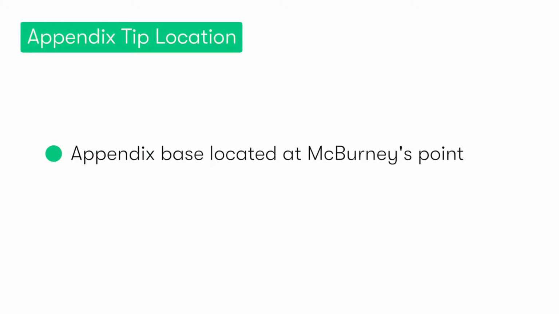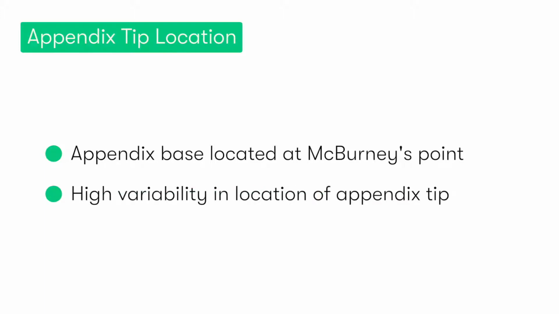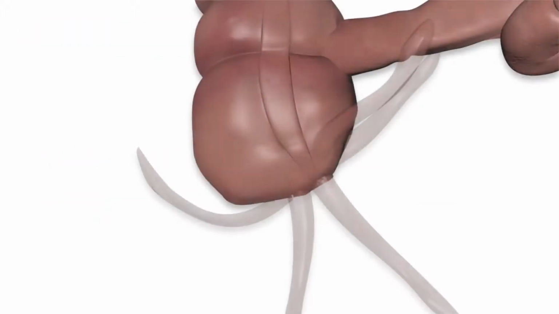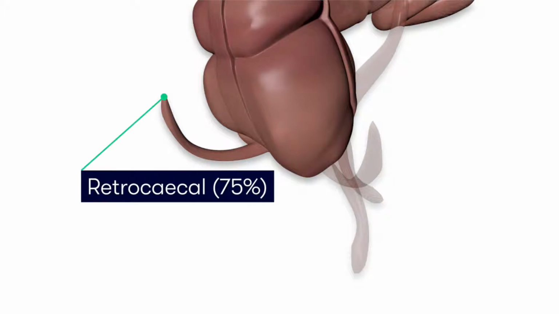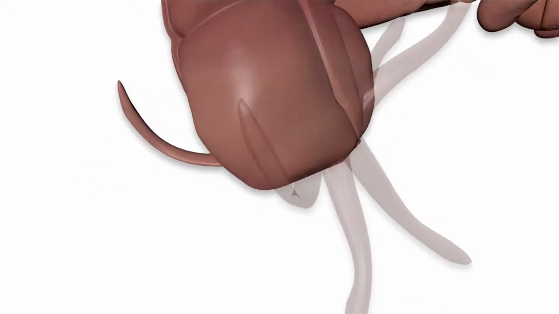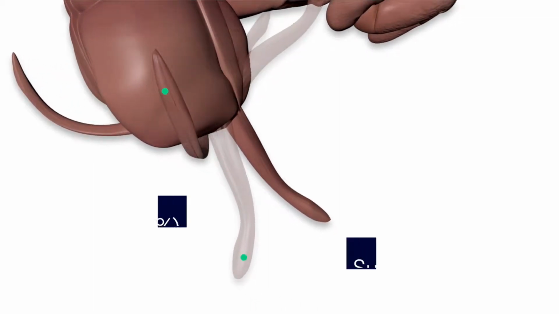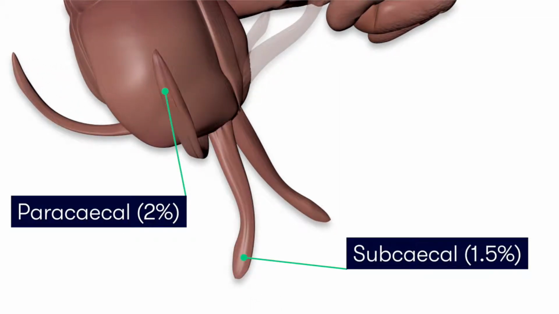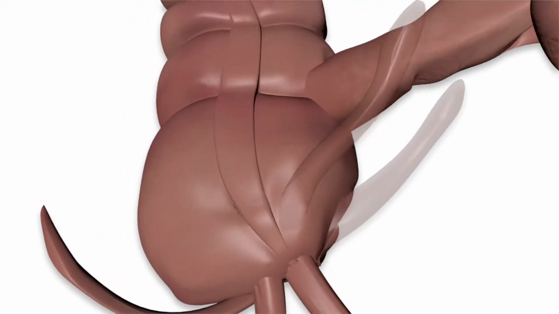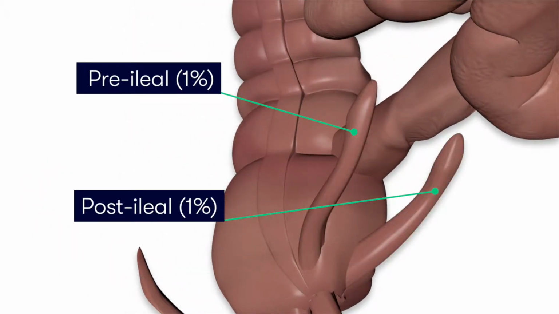As we've already mentioned, the position of the appendix base is typically found around McBurney's point. However, there is a relatively high variability in the position of the appendix tip. The majority of the time, the appendix is located in a retrocecal position, so it lies behind the cecum. In 20% of cases, the tip lies in the patient's pelvis. The remaining possible positions are pretty rare, with paracecal and subcecal making up 2 and 1.5% respectively. And pre-ileal and post-ileal making up 1 and 0.5%.